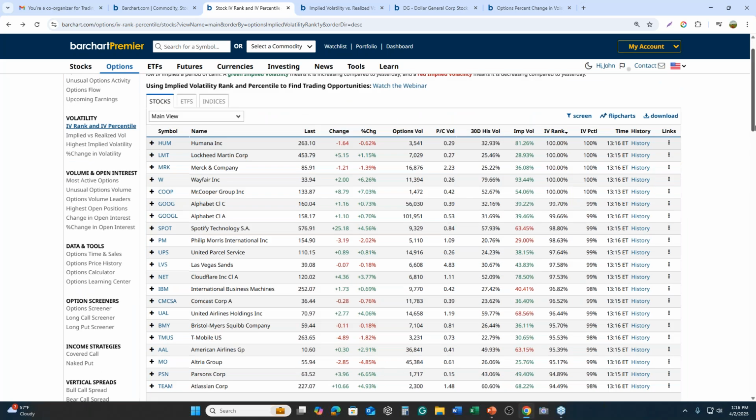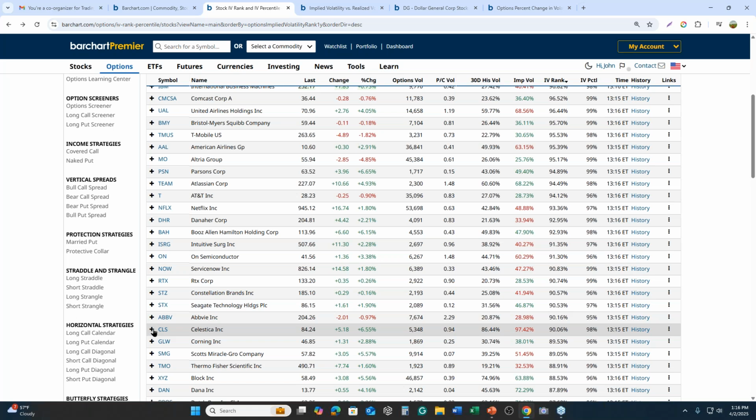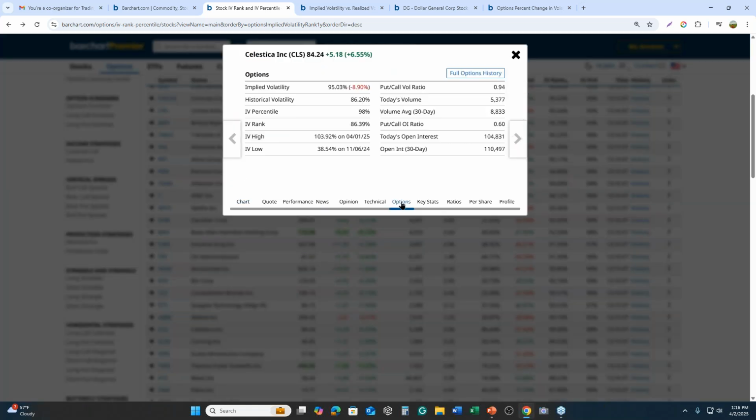I go to its plus sign, and I look at the options, right? The historical here is 86, right? So this is in the upper third of our 64 range. So a pullback of, let's say, 20% in implied volatility might not change our rank in percentile that much.